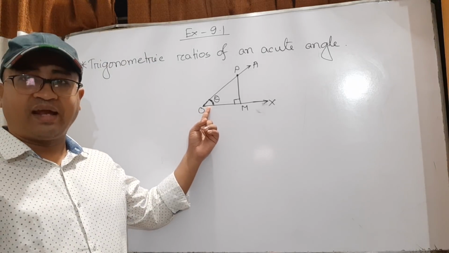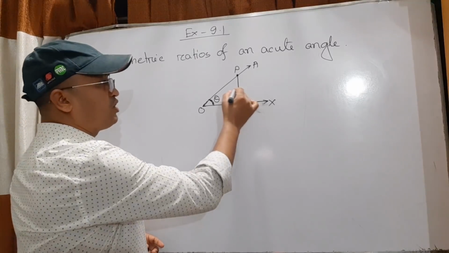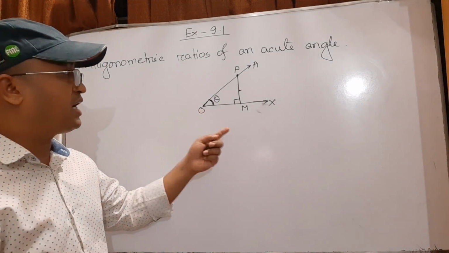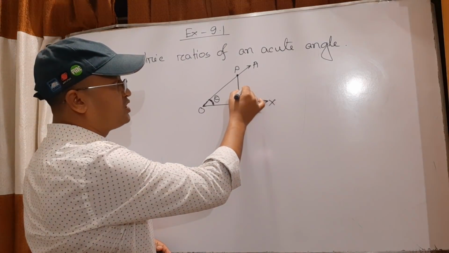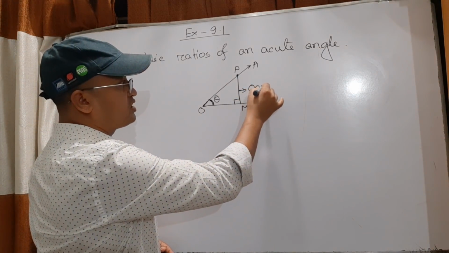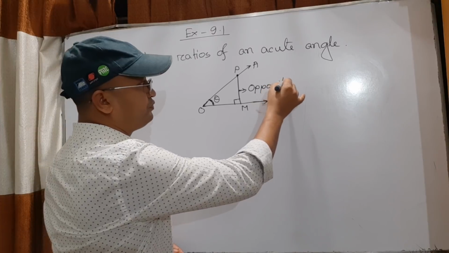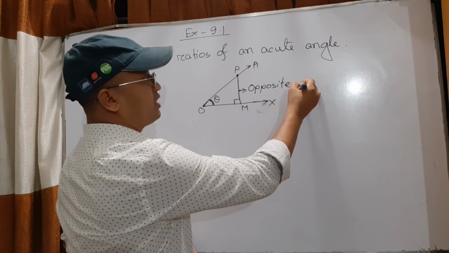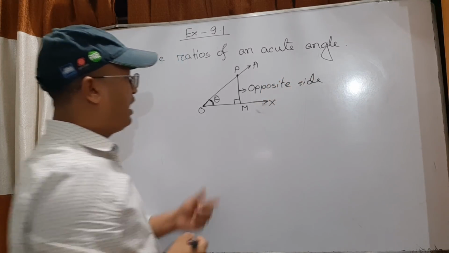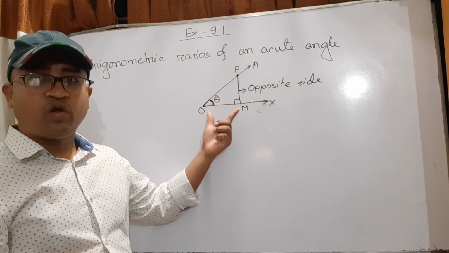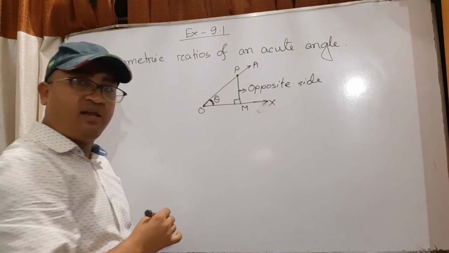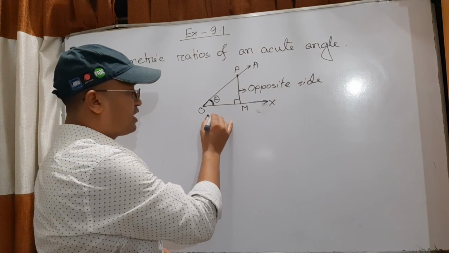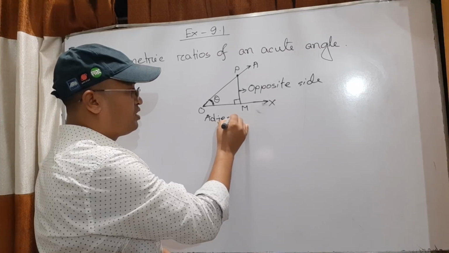According to this angle, this is the opposite of the angle. Am I correct? PM is the opposite side of this angle. So this is the opposite side of the angle theta. And OM is the adjacent side of the angle theta.